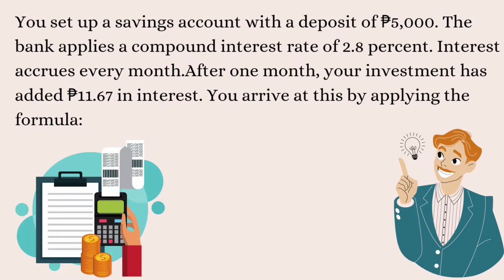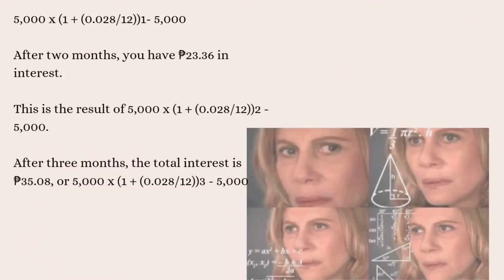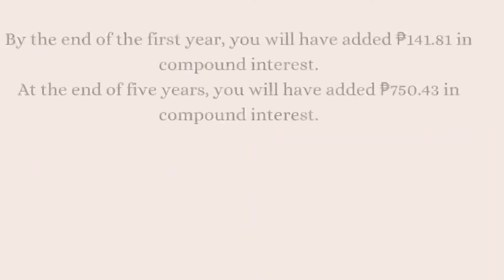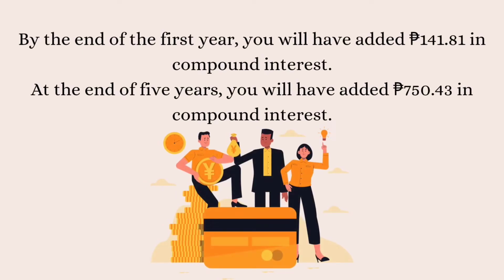You arrive at this by applying the formula. By the end of the year, you will have added 141.81 in compound interest. At the end of 5 years, you will have added 750.43 in compound interest.